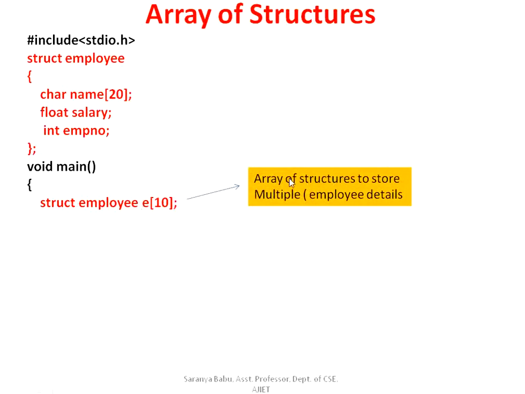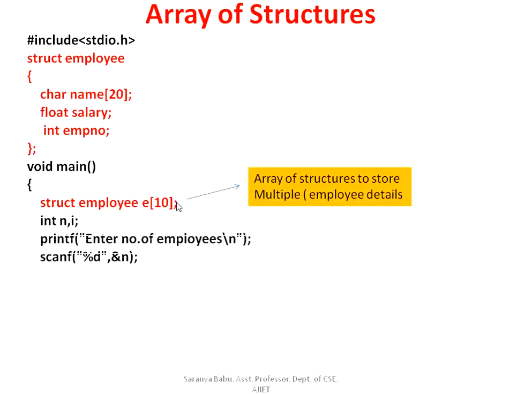So this is what array of structures is, to store multiple employee details. Is it clear? It can store multiple employee details. So here we have given 10. So see here, int n, comma i, printf enter the number of employees. Total how many employees' data you want to enter. Even though I have given the limit as 10, it is up to the user. Enter the number of employees, so I can read it and store it in the variable n.